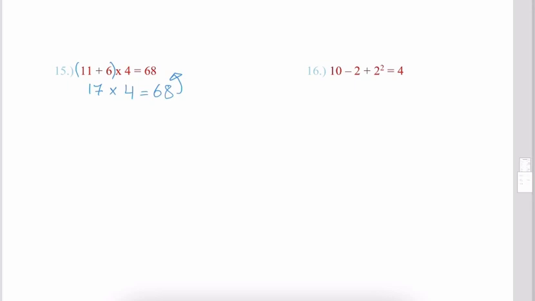How about placing the brackets over 10 minus 2 plus 2? Inside the bracket we have 10 minus 2, which is 8. 8 plus 2, all raised to the power of 2. 8 plus 2 is 10. 10 power 2 is 100. And also this answer does not match the correct answer. We have to start again.